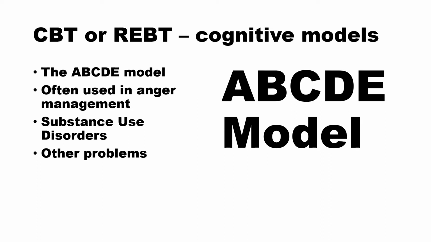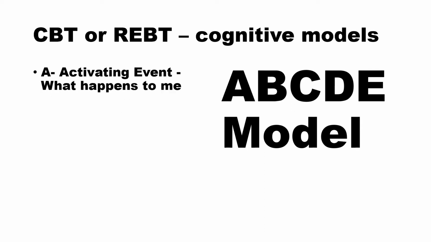So here's a quick run through the model and an example taken from anger management, but that could be applied to other issues. In this model, there's an activating event. Something happens to me. Not something I do, but something happens to me. Let me give you a slightly embellished example of this.